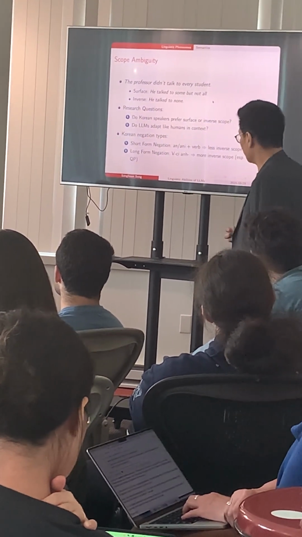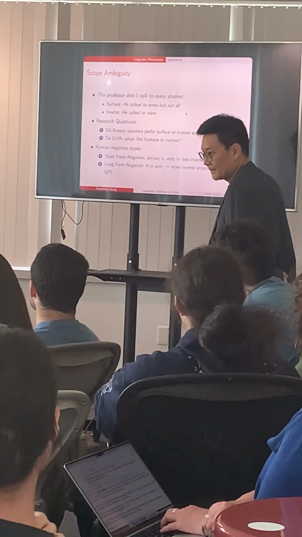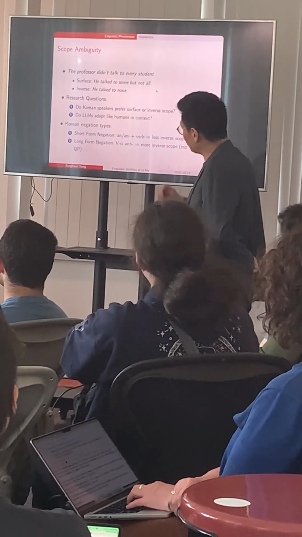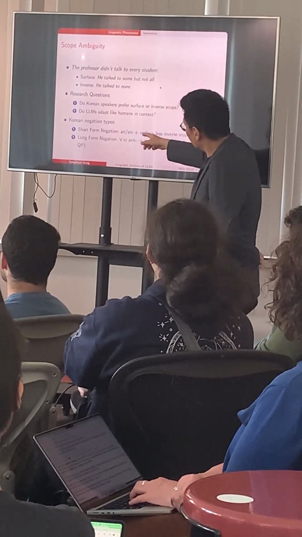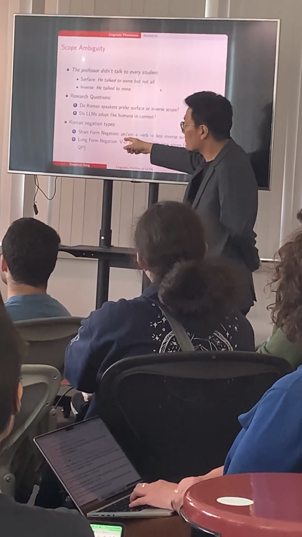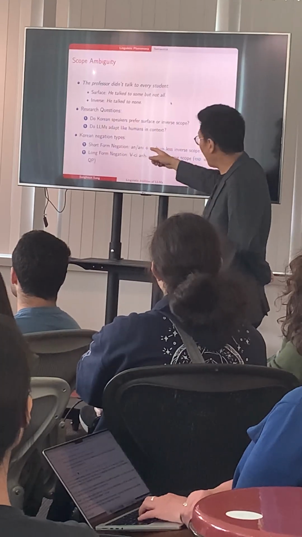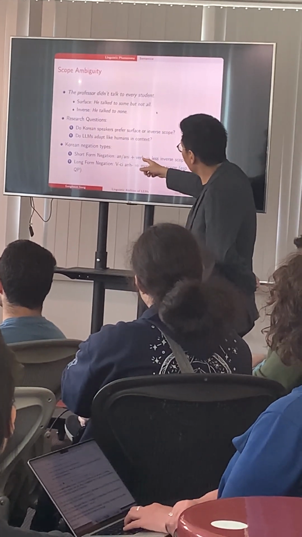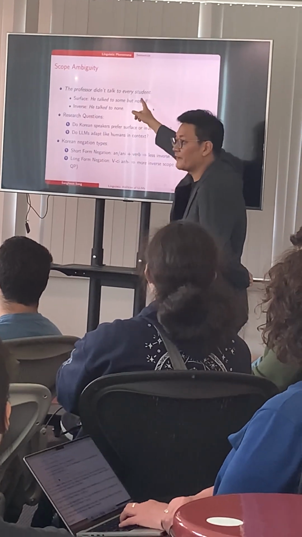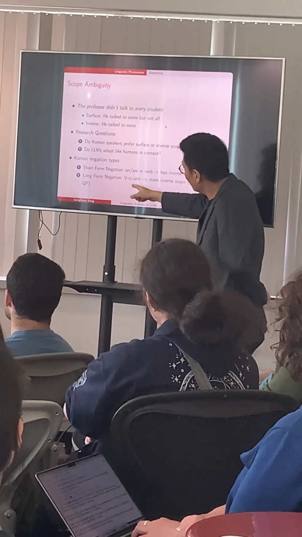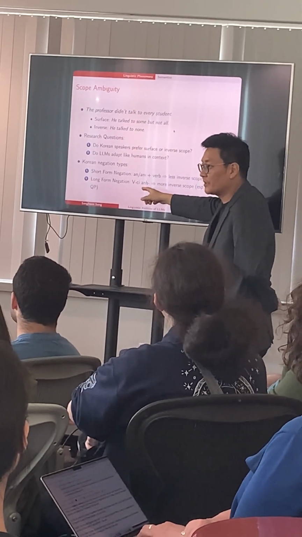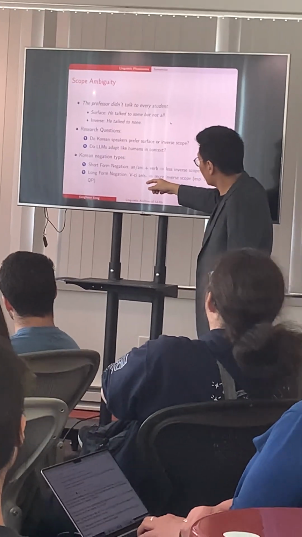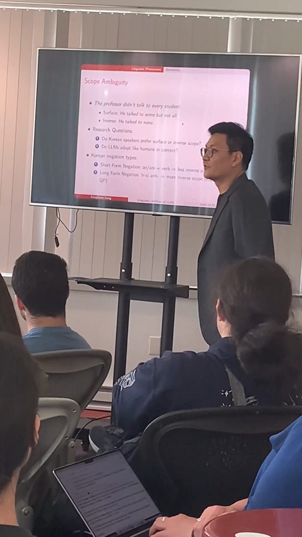Okay, and then in Korean, we also have two different types of negation. The first one is so-called short form negation, and the second one is long form negation. The same goes for this one. The short form negation is preferably interpreted with less inverse scope. This means it is more relevant to the surface reading. On the other hand, long form negation is preferably interpreted as the inverse one.